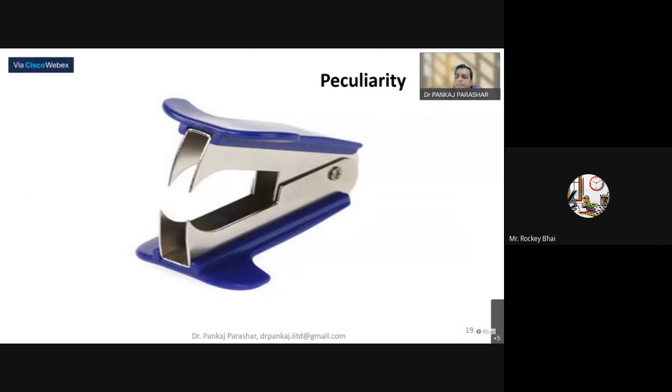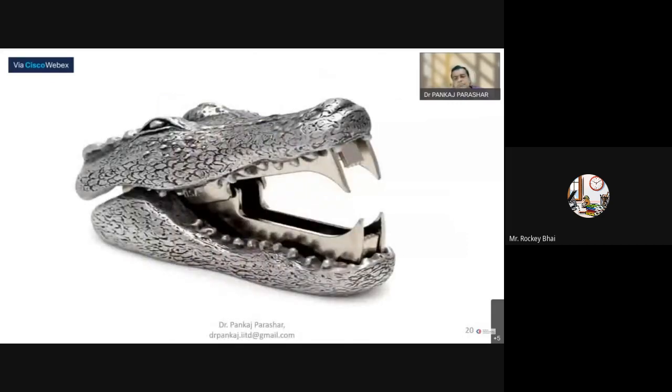Peculiarity. What you see here is a stapler pin remover. This is a simple stationery device costing 40-50 rupees, where when you have a stack of papers stapled and want to remove the staple pin, you just use it. This is a very basic design, and some designer made it peculiar. Now, wouldn't everyone want this piece of stationery on their desk? I would. What the designer has done here is use the same thing, but redesign it in such a way that it looks like a crocodile's mouth, a crocodile's head. Now the utility is the same, but it has become peculiar.